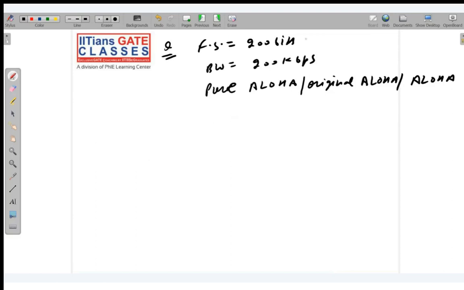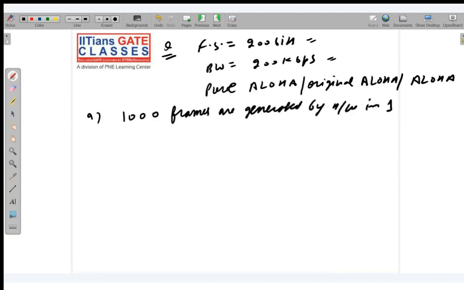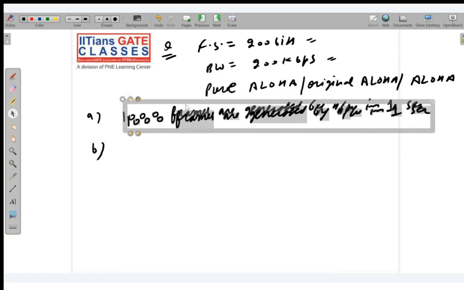So frame size is given as 200 bits, bandwidth is given as 200 kbps, and now I am asking three questions. First is, 1000 frames are generated by the network in 1 second. Next, let me copy it out.